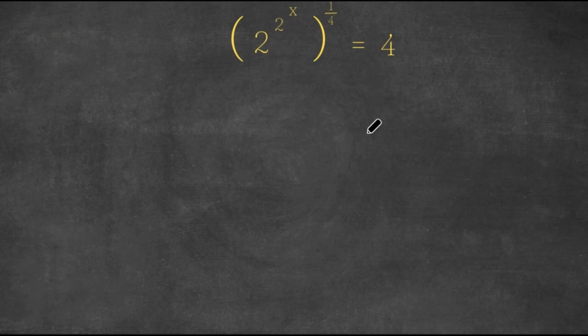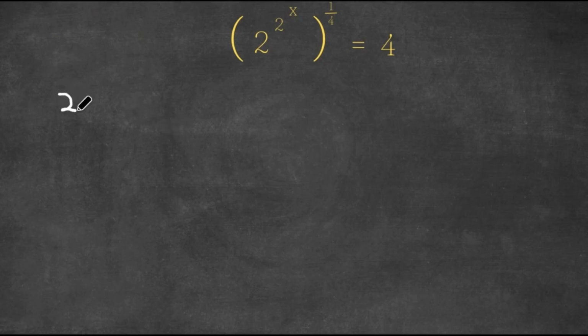In today's video, I'm going to be teaching you guys how to solve this exponential equation. So we have 2 to the power of 2 to the power of x to the power of 1/4 is equal to 4. Now what I'm first going to do is I'm going to take the power of 4 on both sides.